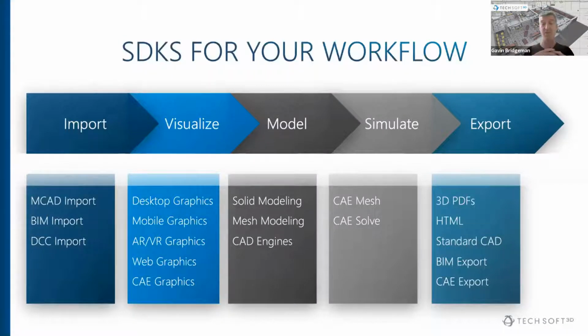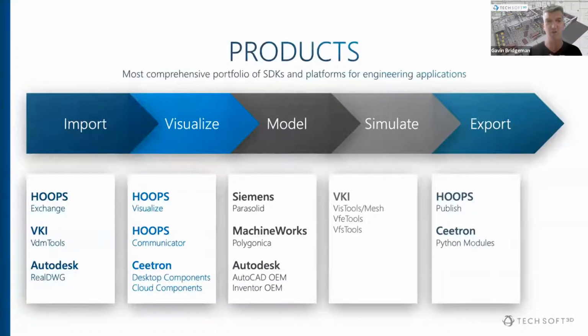This is the functionality. If I was to put names to these products, you can see them mentioned here. Hoops is generally the products that we build in-house. VKI and Citron are our technologies that are focused on the simulation space. And then we have these important partnerships with companies that provide complementary technologies.